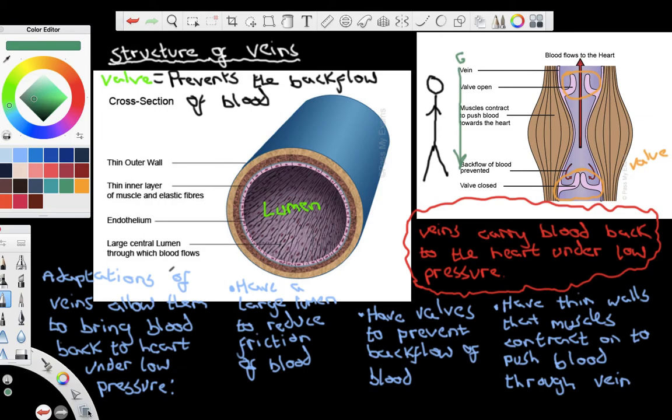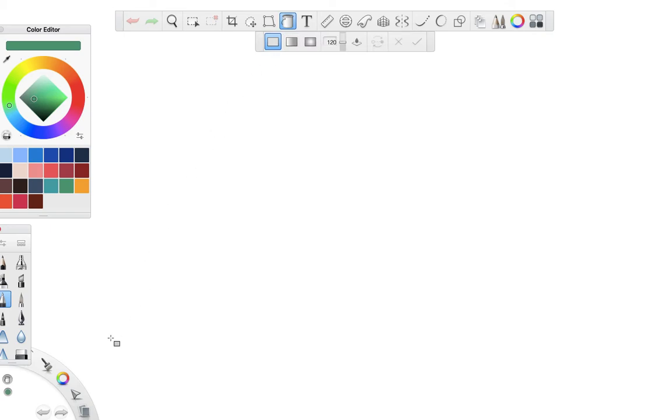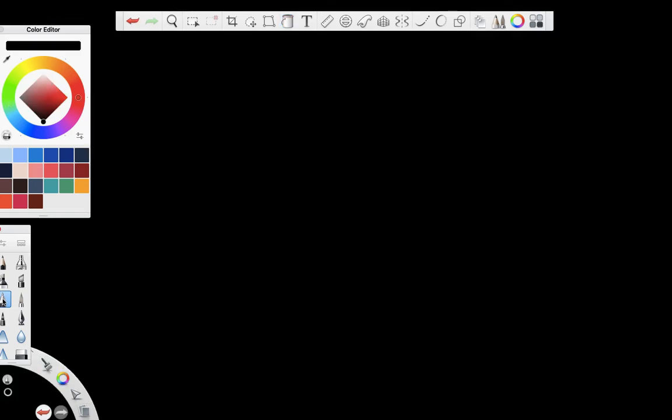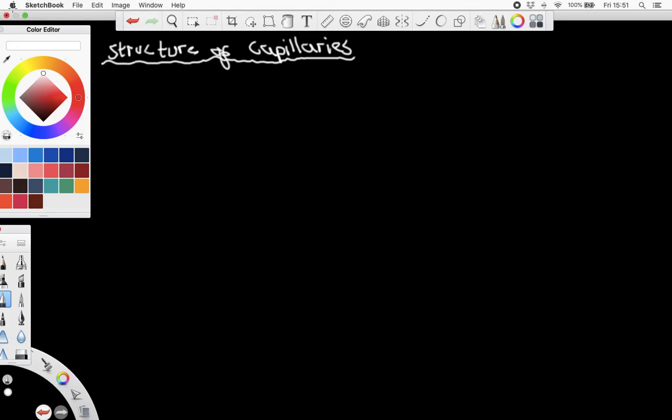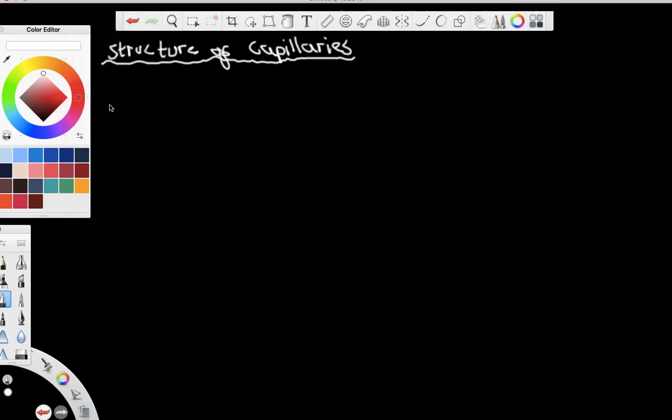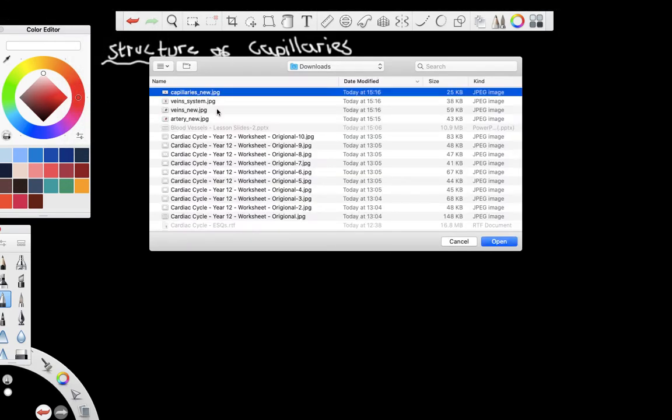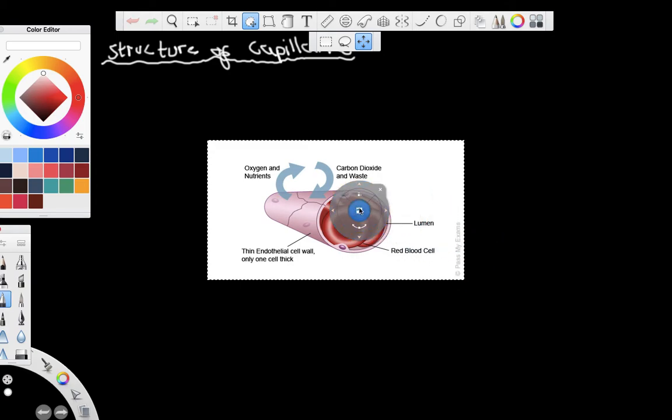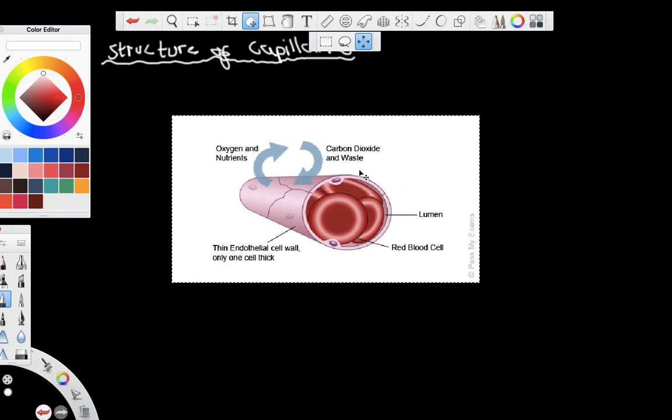Right then, so let's have a think about the last one, because I am aware that I've spoken for ages. Let's have a think about capillaries, and then this lesson is finished. So put the subheading, please. Structure of capillaries. And as we've done for the others, I have prepared an image that we can add. So file, add image, capillaries. And it looks like this. Okay, we can make this one a bit bigger because that's the only one I need to use.